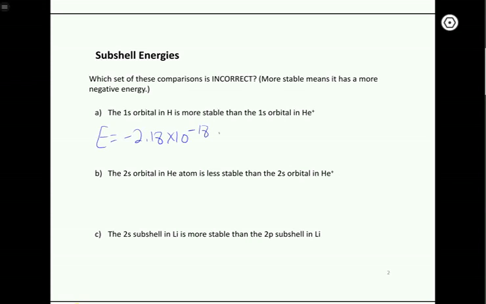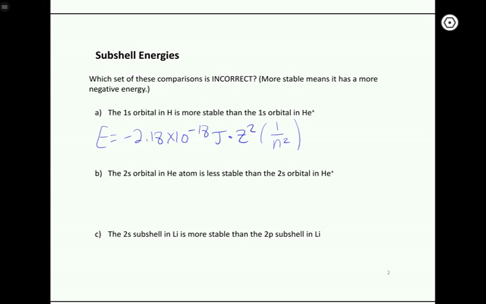So this minus 2.18 times 10 to the minus 18 joules. We have a Z squared term. So Z is the number of protons in the nucleus, so that affects things, and then it's going to be 1 over n squared. Now, the important point for this question is the difference in Z between hydrogen and helium, but another important thing that we'll get to later is that the Bohr equation only depends on n. It only depends on the first quantum number.